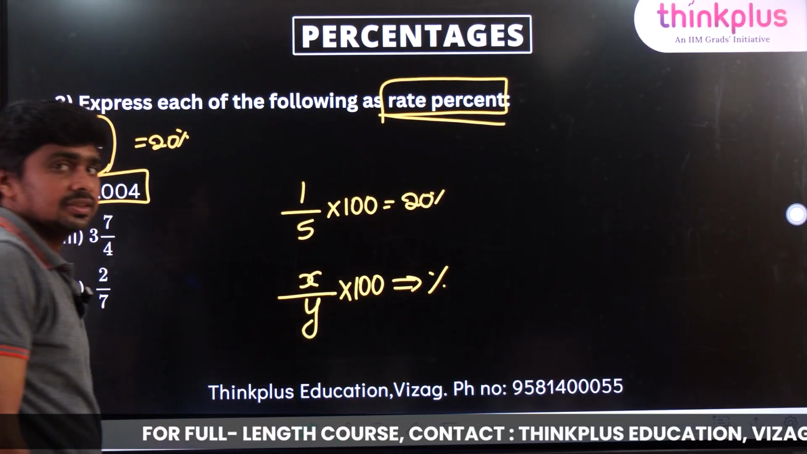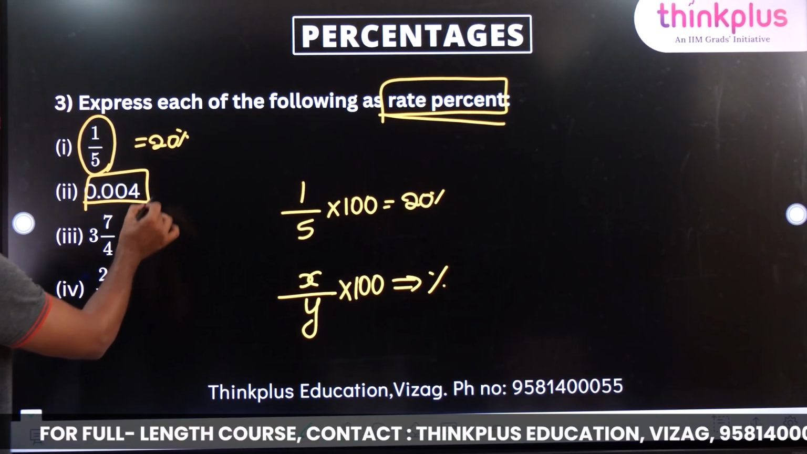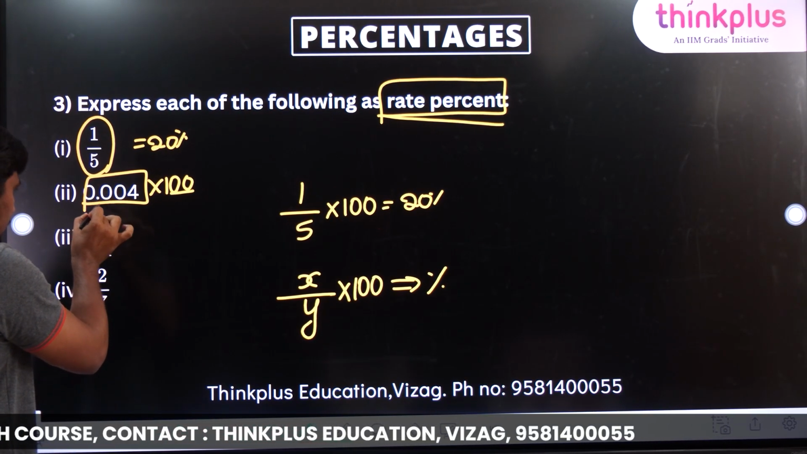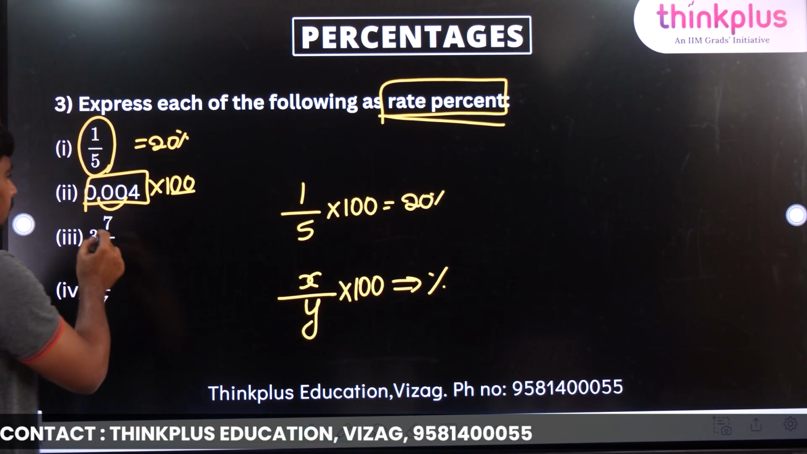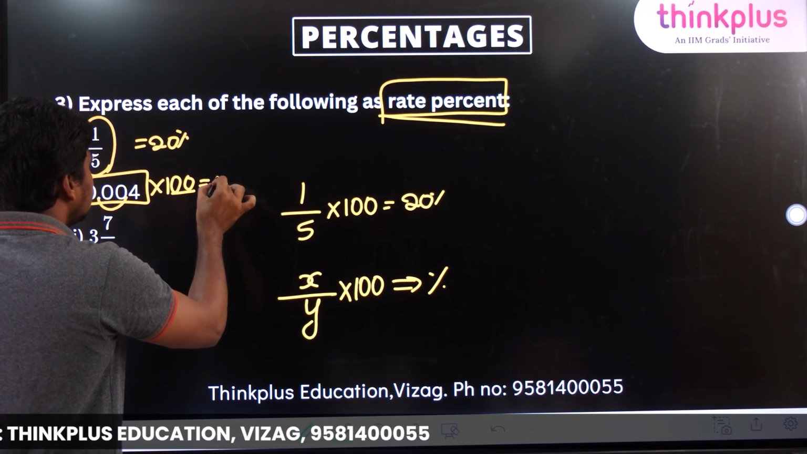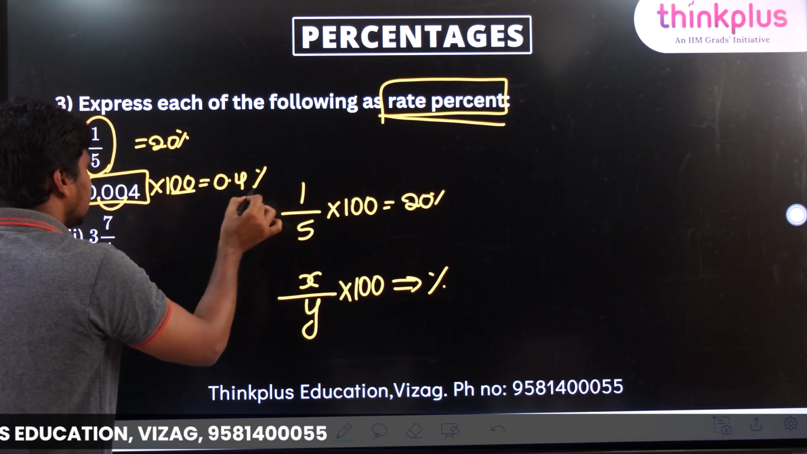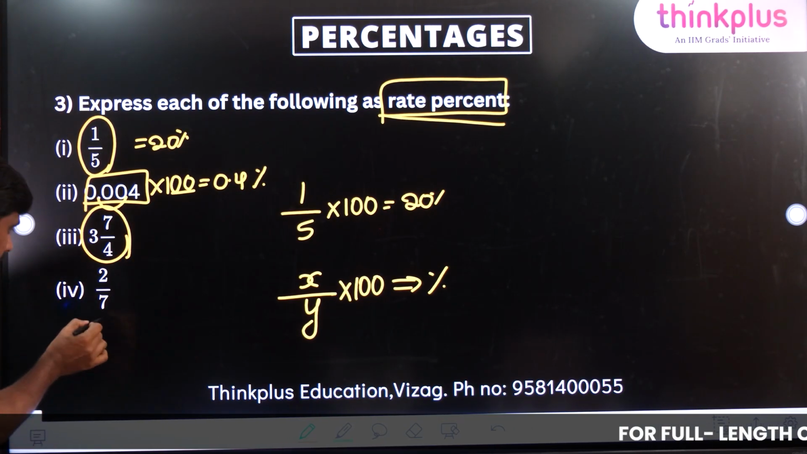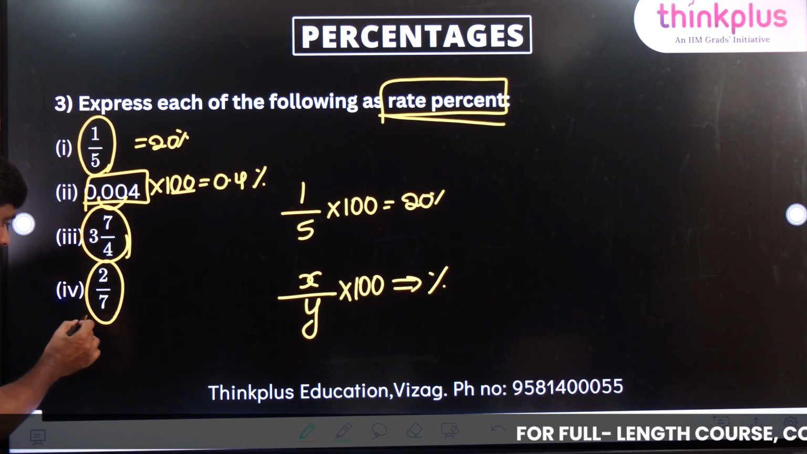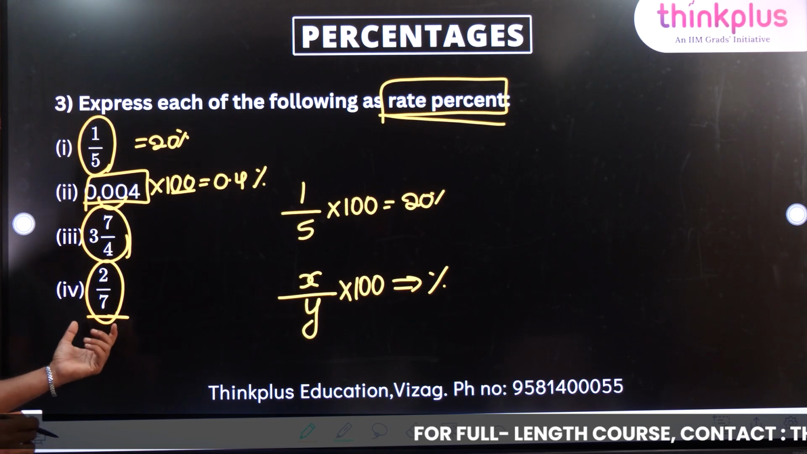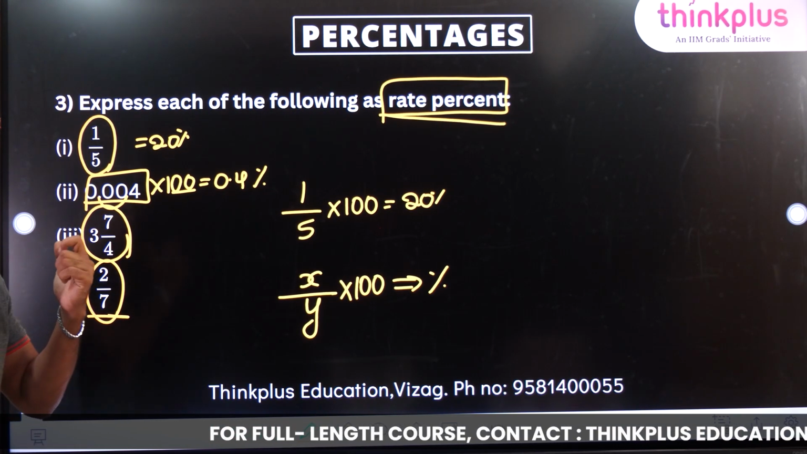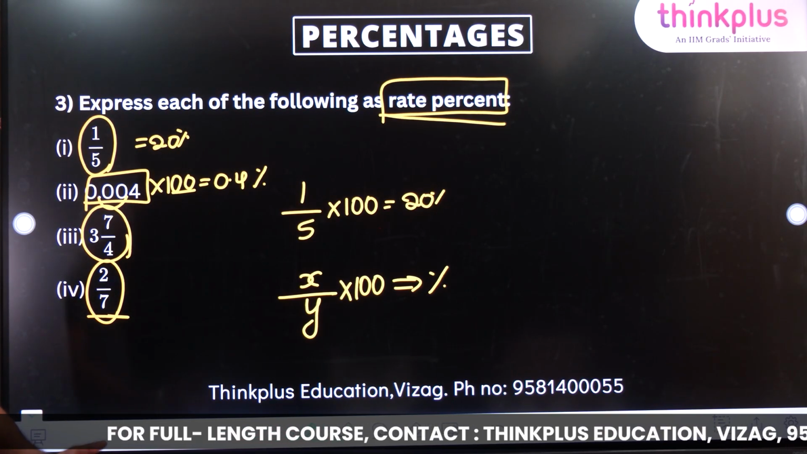Here, if you look, a decimal is given, and still they're asking to convert into percentage, or rate percent. Simply I multiply by 100, there are 2 zeros, and the decimal point is shifted by 2 places. So this becomes 0.4 percentage. Here a mixed fraction is given. First you should convert this mixed fraction into a proper or improper fraction, and then do it.